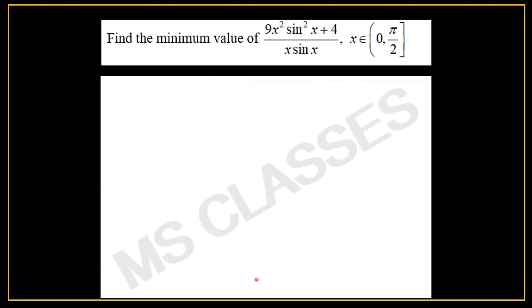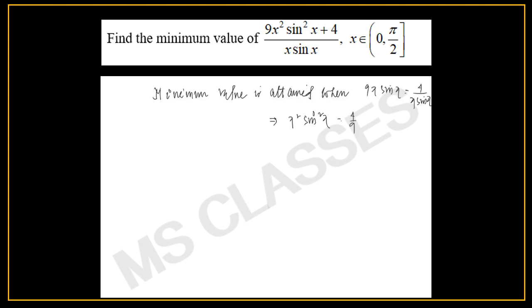So we can say here that the minimum value is attained when 9x sin x = 4/(x sin x). Now this says that x² sin² x = 4/9. Now the next question is, is it possible for this function to attain this value?